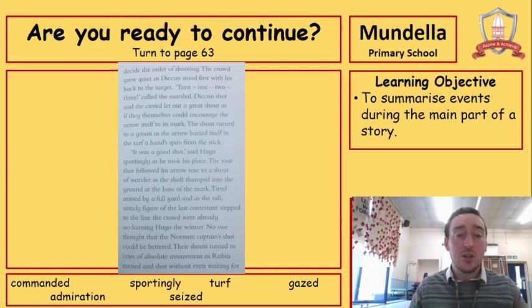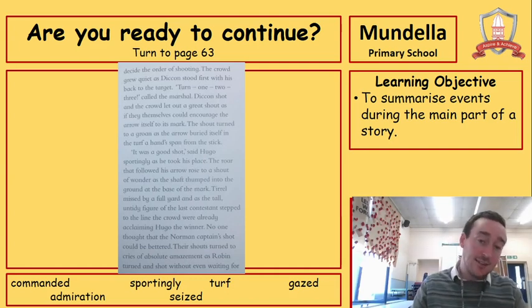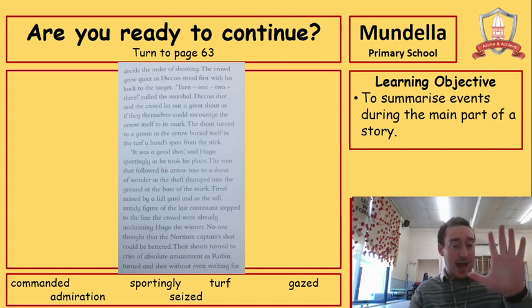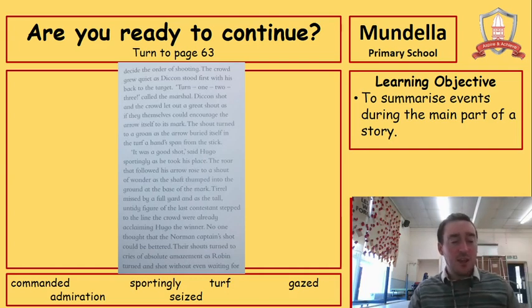1, 2, 3, called the marshal. Dickon shot, and the crowd let out a great shout, as if they themselves could encourage the arrow itself to its mark. The shout turned to a groan as the arrow buried itself in the turf, a hand span from the stick. "It was a good shot," said Hugo, sportingly, as he took his place.